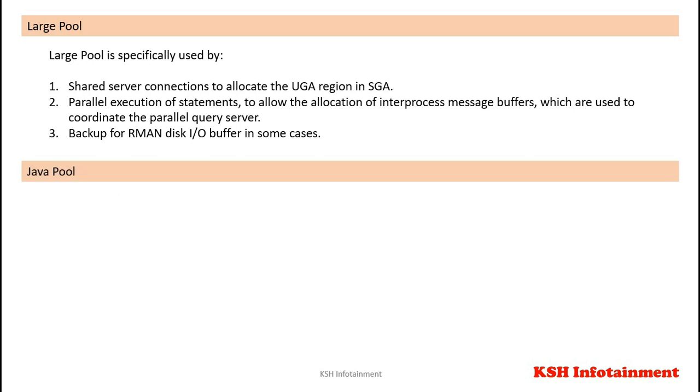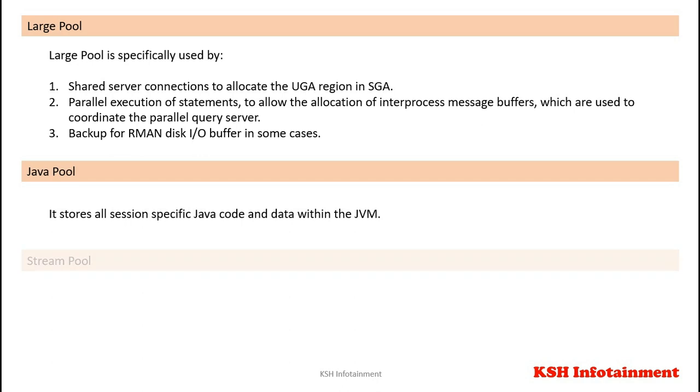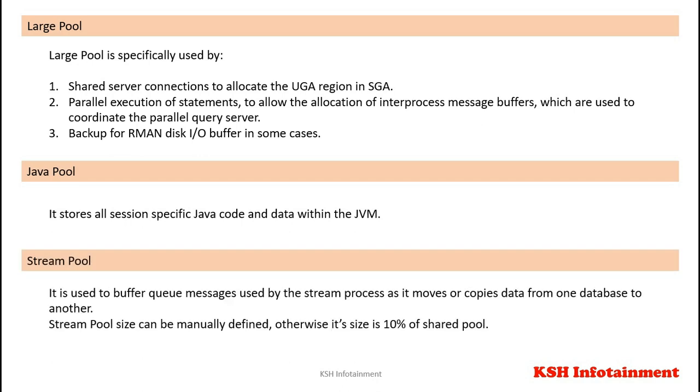Java pool. It stores all session-specific Java code and data within the Java virtual machine. Streams pool. It is used to buffer queue messages used by streams process as it moves or copies data from one database to another. Streams pool size can be manually defined, otherwise its size is 10% of shared pool size.